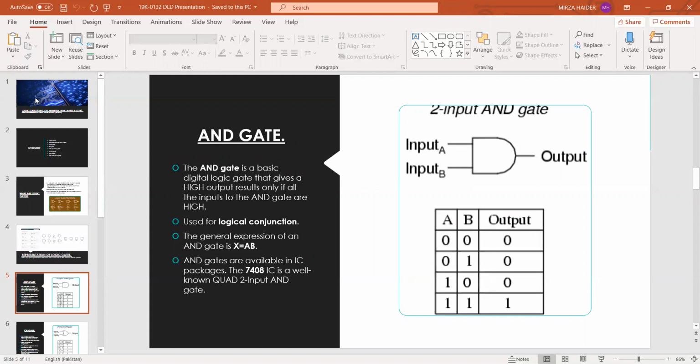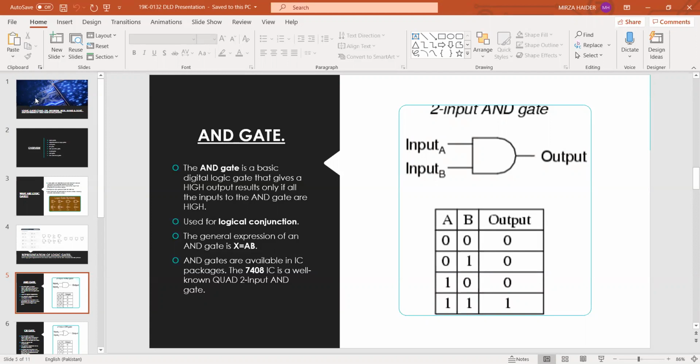The first gate that we're going to discuss is the AND gate. The AND gate is a basic digital logic gate that gives a high output result only if all the inputs to the AND gate are high. The AND gate is used for logical conjunction. The general expression of an AND gate is X equals A dot B, or AB combined. We can say that the AND gate is somewhat similar to basic multiplication in simple algebra.